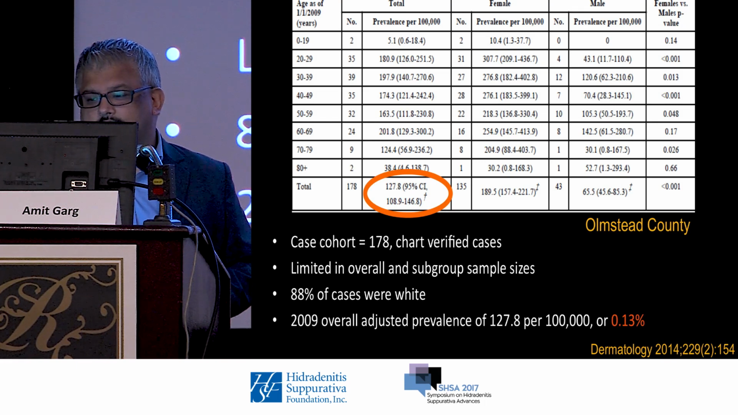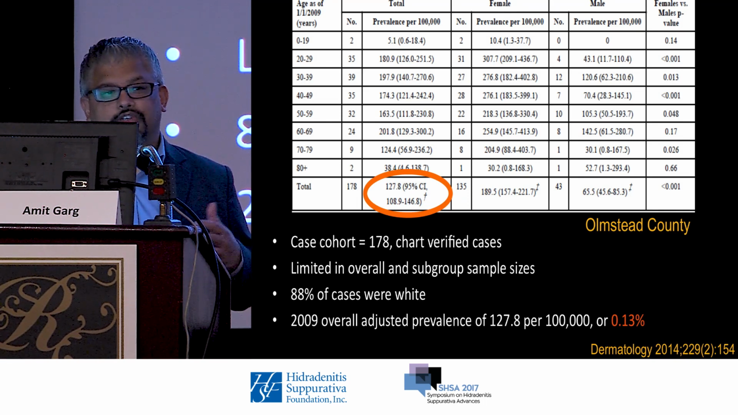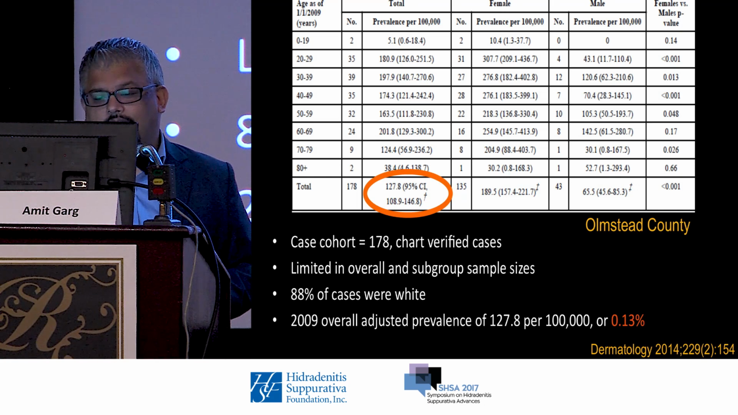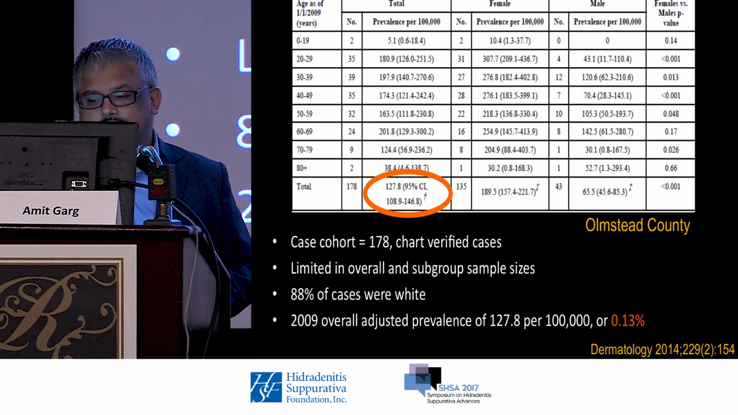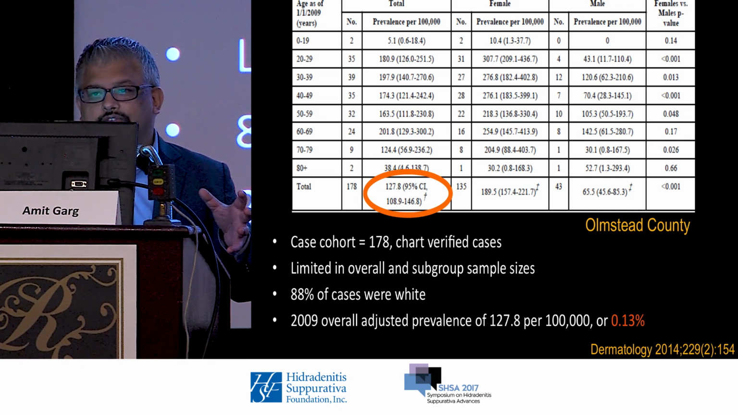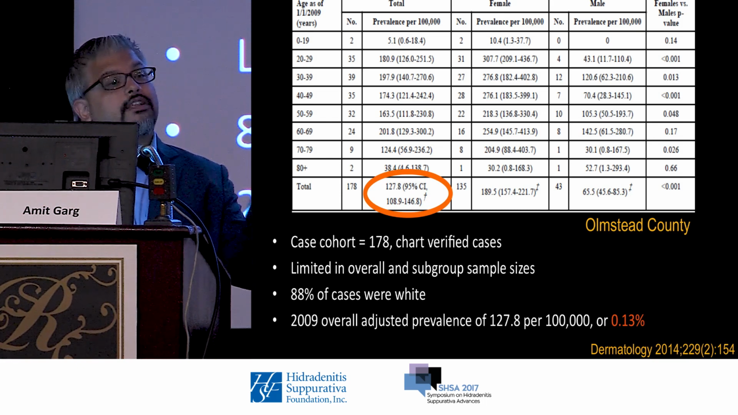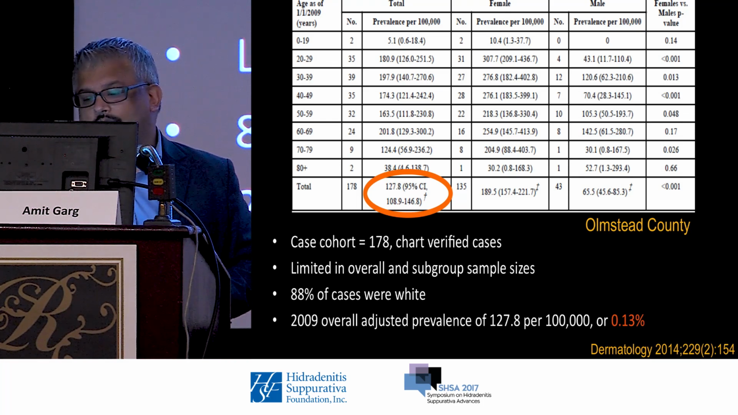This was a Marks Davies study out of Mayo, where they looked at the population in Olmsted County and chart verified about 180 cases of HS. There are some limitations to evaluating a population in terms of demographic heterogeneity in Minnesota. Most of these patients, not surprisingly, were white. They had some limitations in sample sizes, but found about double the prevalence from that previous US study, a little over 100 per 100,000 patients, but still an order of magnitude less than what we're seeing in Europe.